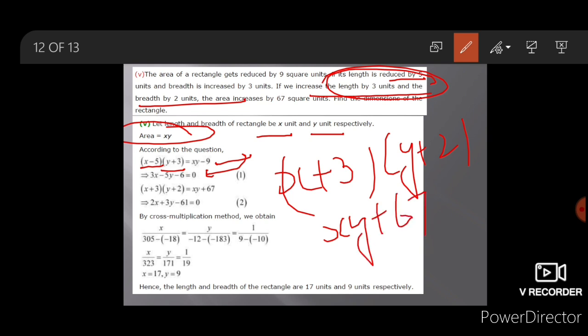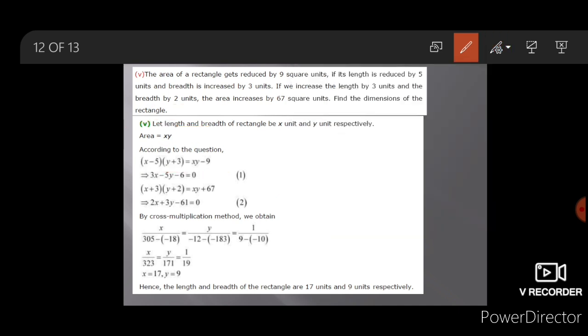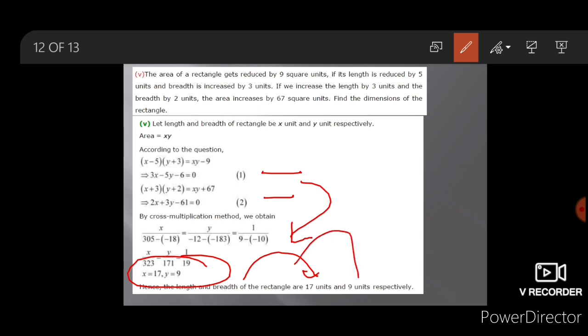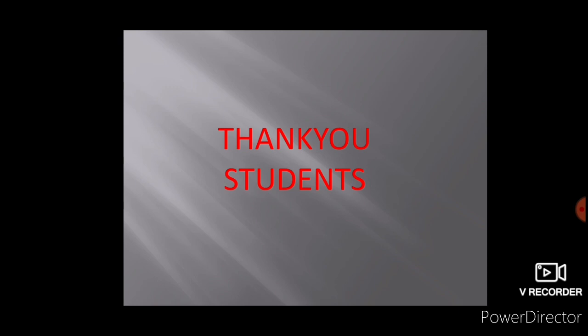Okay. Now by this we get our two equations. Our two equations are equation number 1 and equation number 2. We solve these two equations by the cross multiplication method and we get x is equal to 17 and y is equal to 9. So the length of the rectangle is 17 units and the breadth of the rectangle is 9 units.